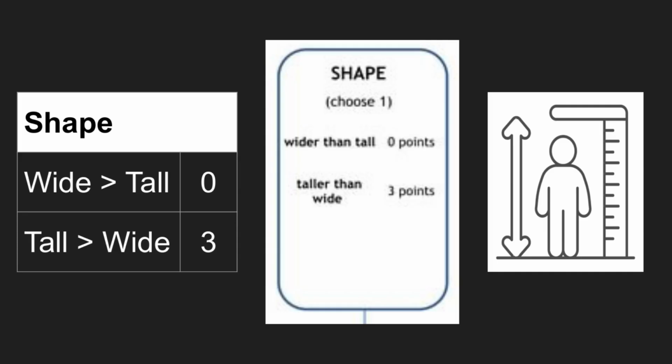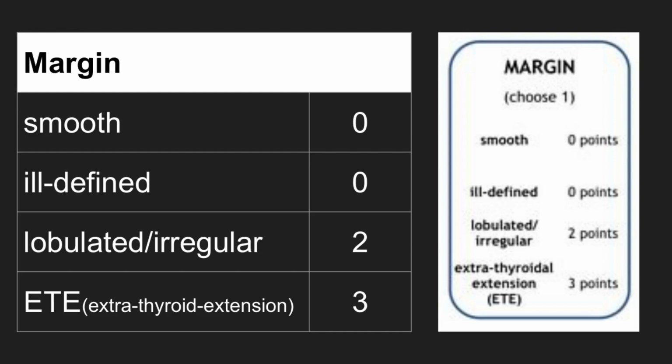Third seismic feature is shape. The key is, the taller, the more malignant. Here we directly get 3 points if the tumor is taller than its width. Fourth seismic feature is margin. 0 points for smooth or ill-defined. 2 points for lobulated and irregular ones. And 3 points for extra-thyroidal extension.